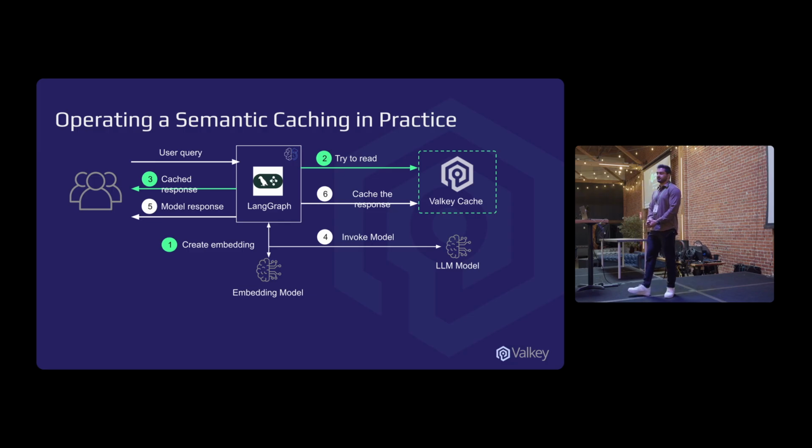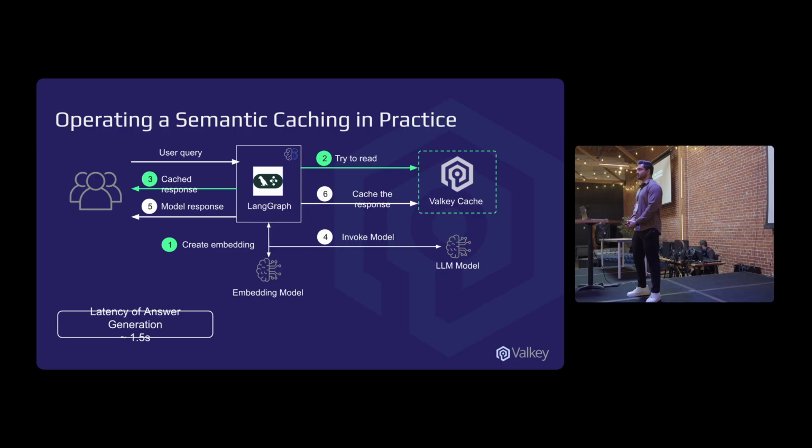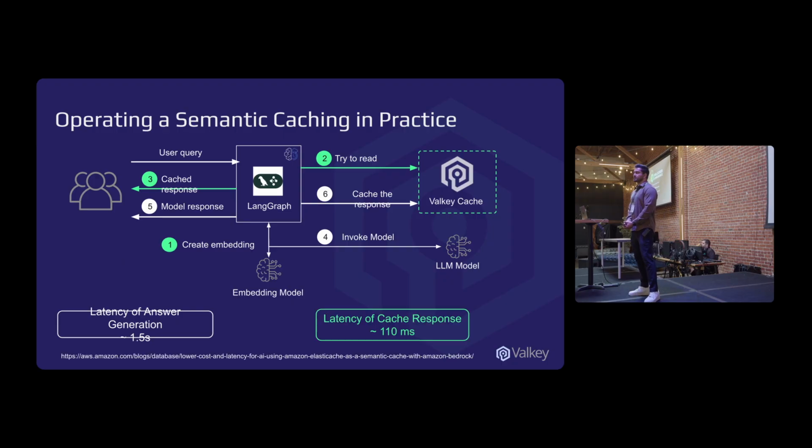Earlier, we saw that generating a response from the model took about a few seconds, but returning it from the cache directly would be in the order of a few milliseconds. That's a drastic change in latency over generating a new response every single time.